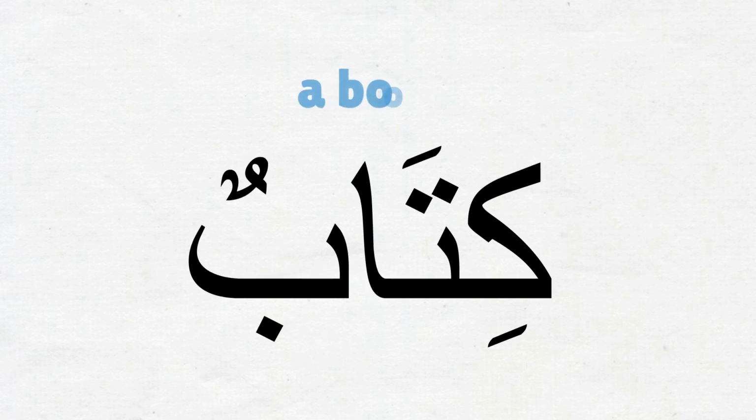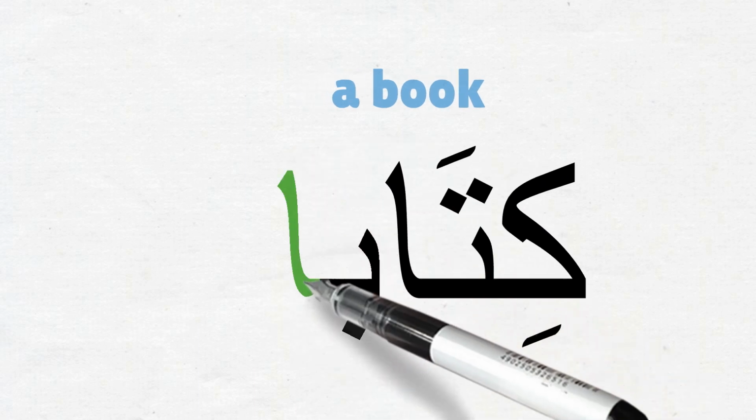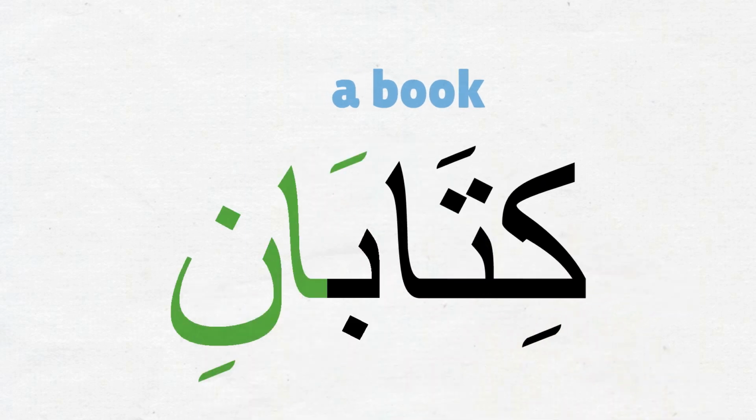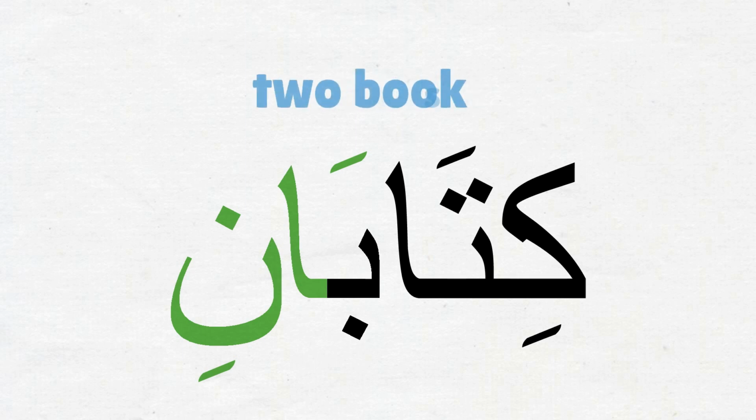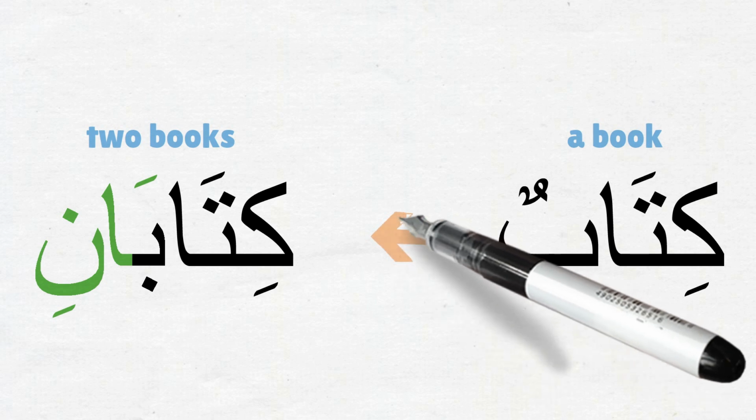Let's take the ism KITAABUN, a book. To say two books, all we gotta do is replace TANWEEN at the end with the suffix ANI. So the dual form of the ism will be KITAABAANI, two books. KITAABUN became KITAABAANI.